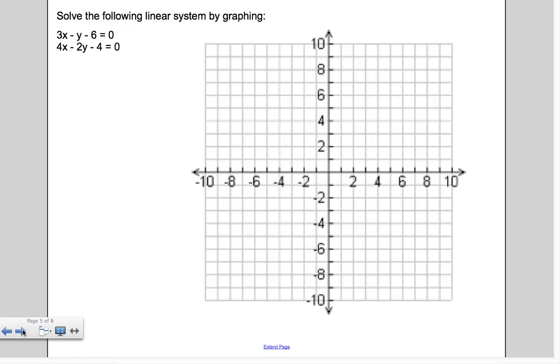So here's a question. We're just going to do this graphically. Solve this linear system by graphing.